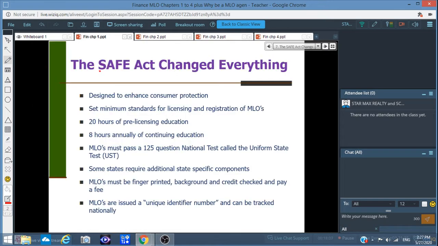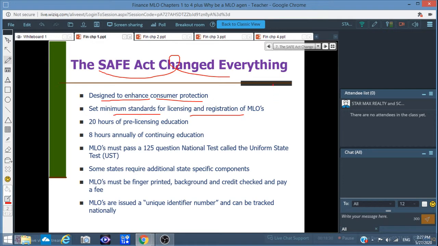Okay, so the SAFE Act changed everything. So what do they need? They designed it to enhance consumer protection. Set the minimum standard for licensing and registration.